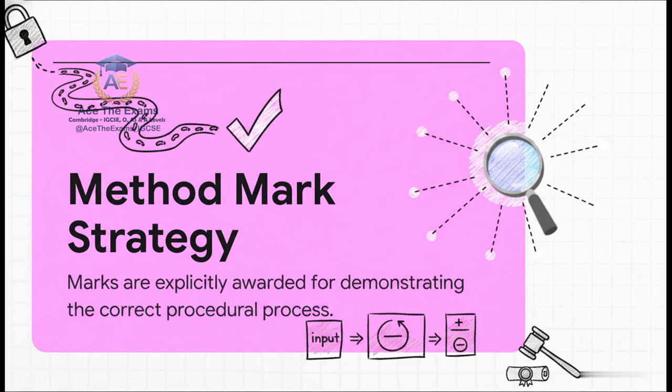Did you substitute the first boundary value correctly? Did you substitute the second boundary value? Did you explicitly show the calculation result on the paper before declaring the sign change? If you just write down the final answer, you are essentially asking the examiner to just take your word for it. And in this investigation, we don't operate on trust. We operate on documented proof. The method mark strategy dictates that your working out is the actual evidence.